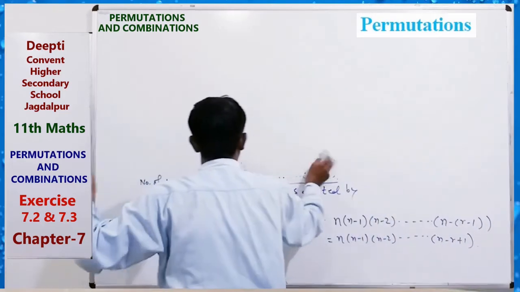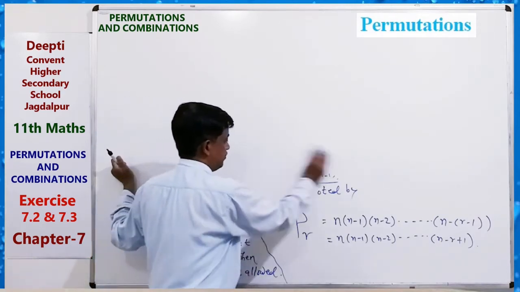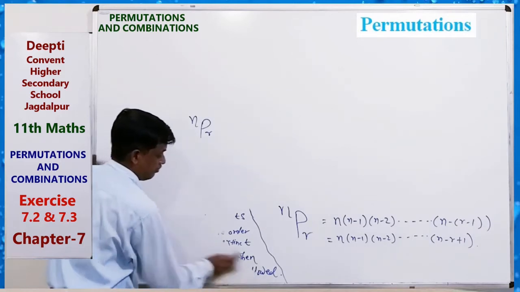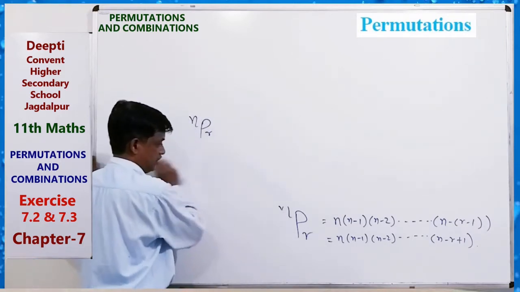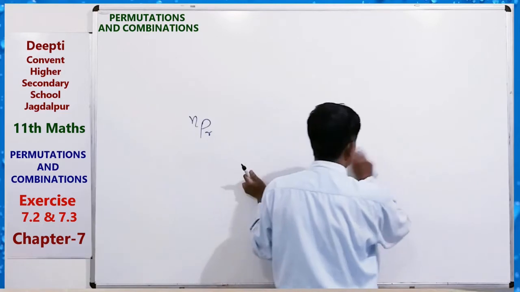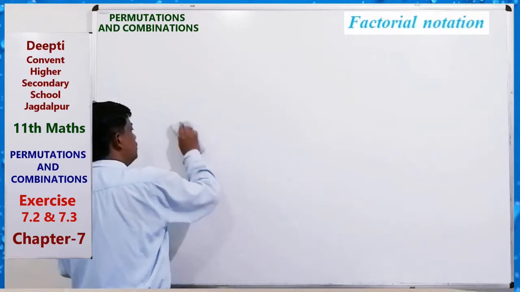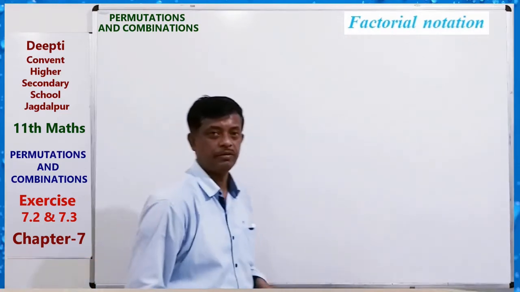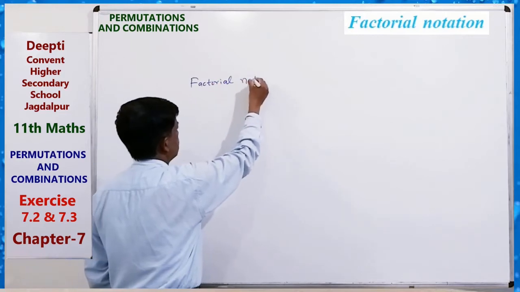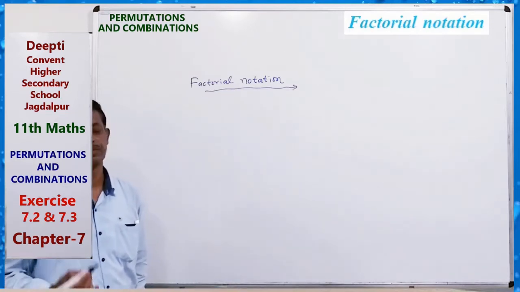Now we can use factorial notation for finding the value of NPR. So how can we get that formula? First of all, we have to discuss factorial notation. Factorial notation is very simple.